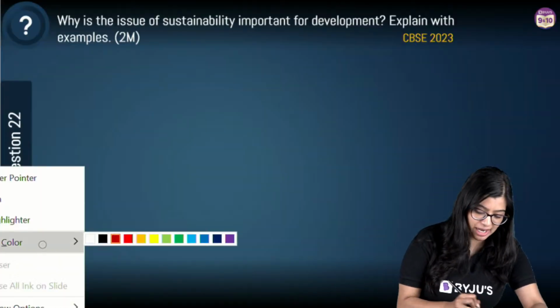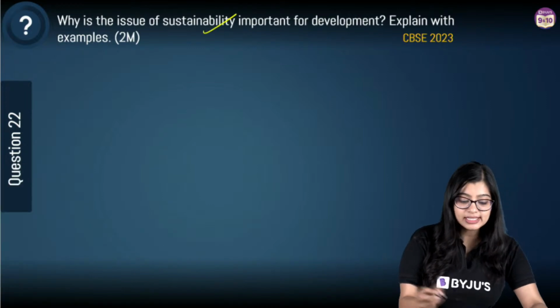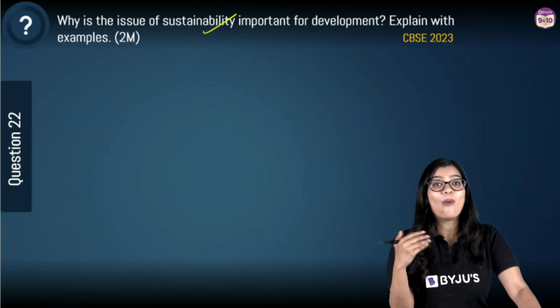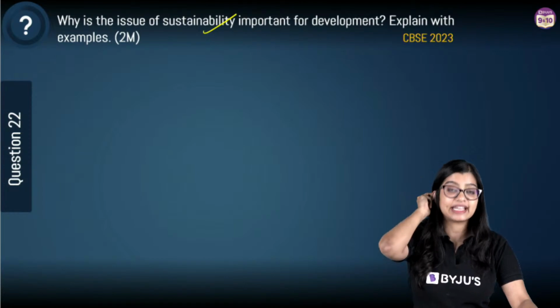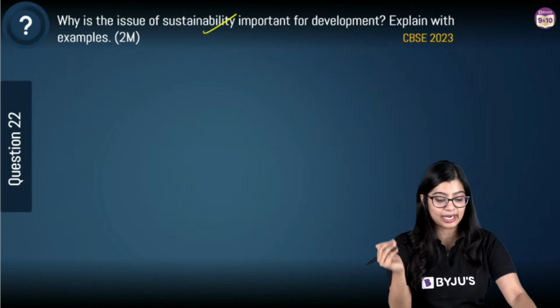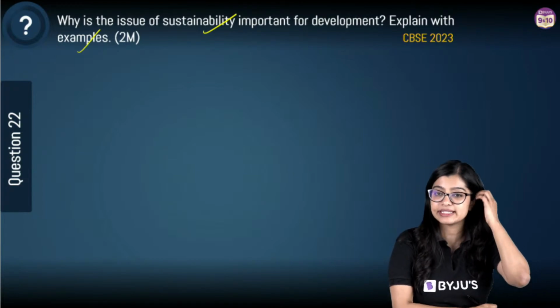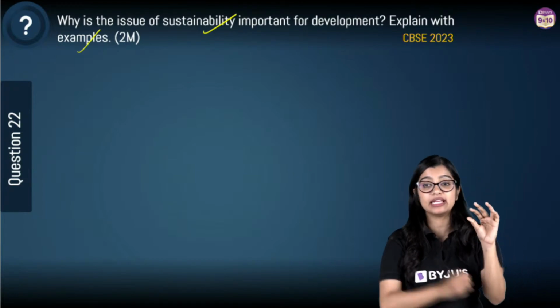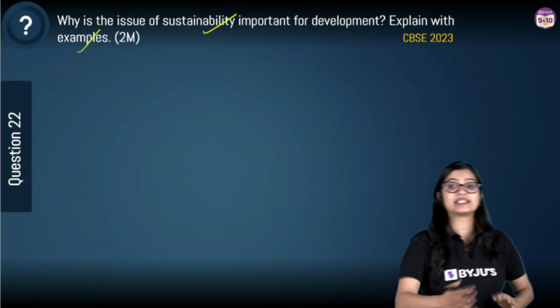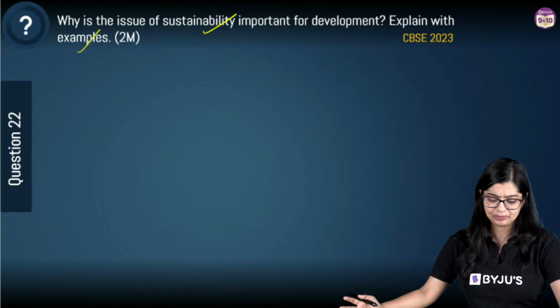Moving on to question number 22. Why is the issue of sustainability important for development? Explain with examples. This is also a pretty simple one, because this is in the chapter Development, where we've dealt with sustainable development, right?